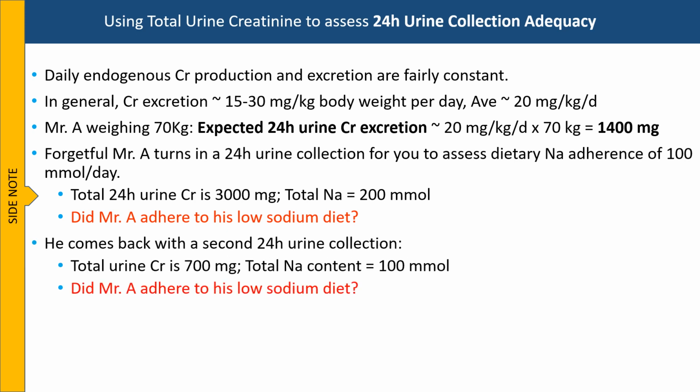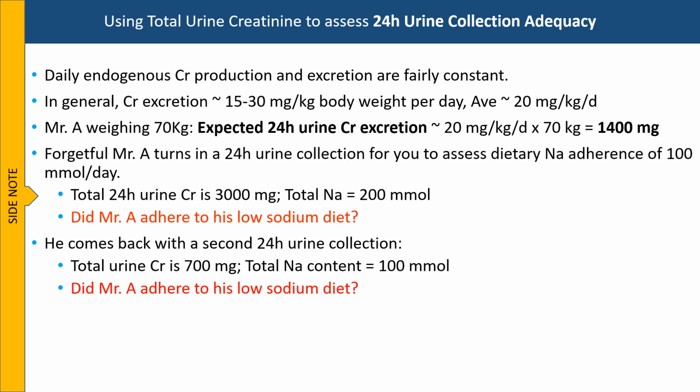Now Mr. A comes back with another urine collection, where the urine collection only has 700 milligrams of creatinine. The total sodium content is 100 millimoles. Did Mr. A adhere to his low sodium diet? Mr. A likely undercollected the urine in this case because there's only 700 milligrams of creatinine in the urine instead of the expected 1,400 milligrams.